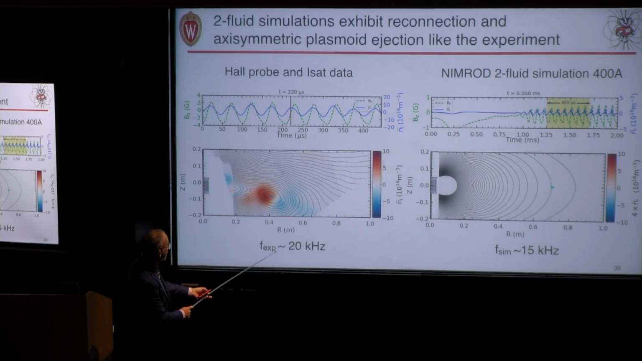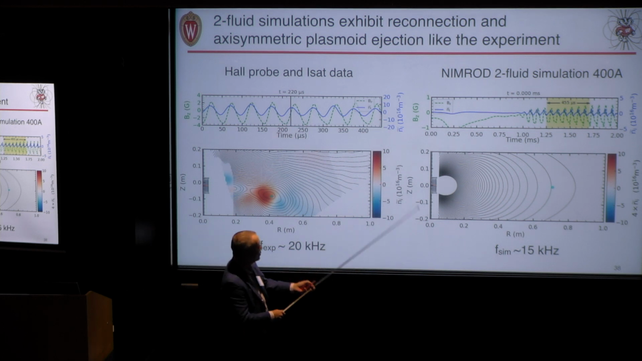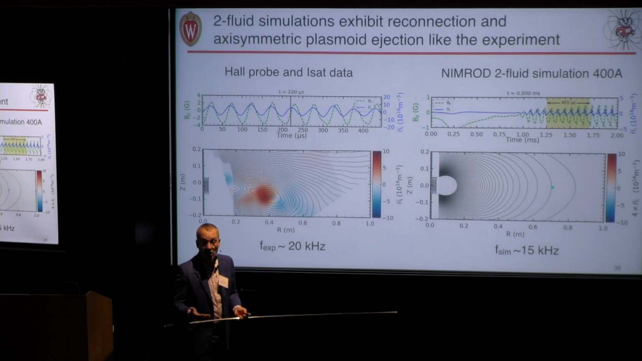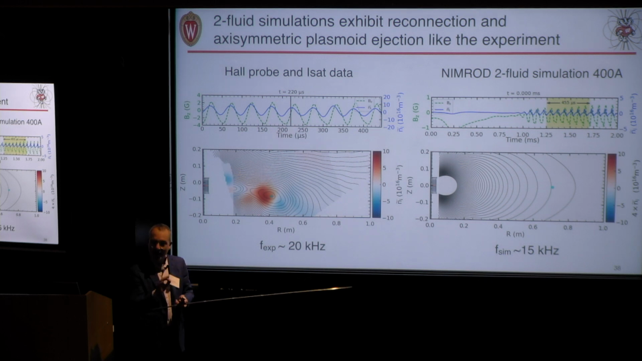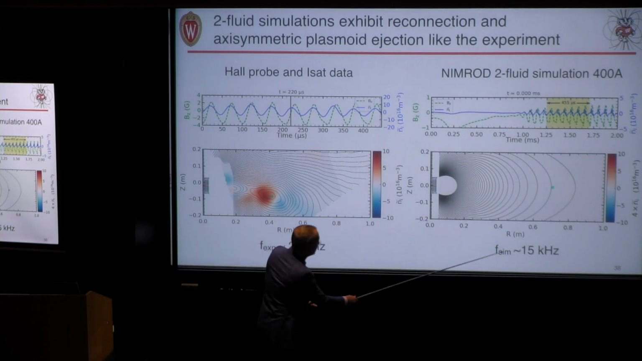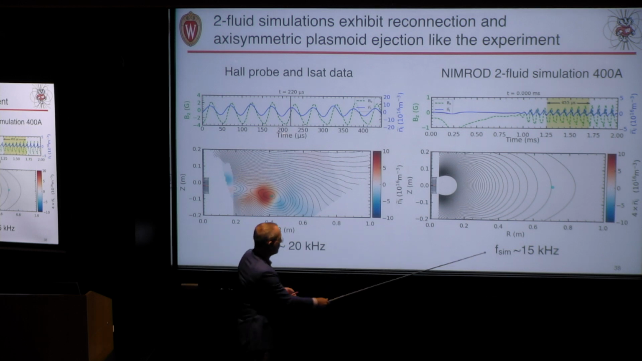The fluctuations for these coherent modes were about 20 kilohertz. We have a code used for modeling fusion experiments called NIMROD at the University of Wisconsin that is very convenient because it has toroidal geometry, and you can put in actual experimental parameters and match all of the dimensional numbers exactly, so that the measured frequencies correspond to the same type of experimental parameters.